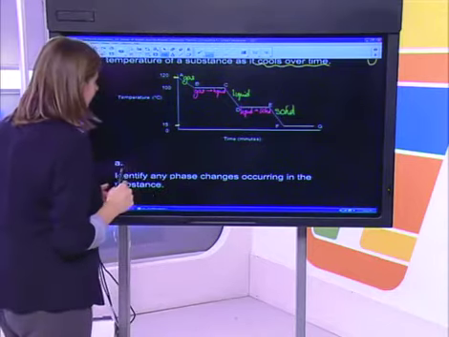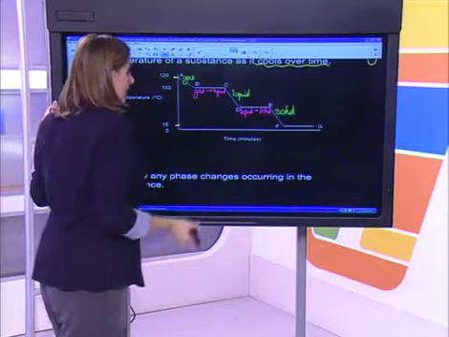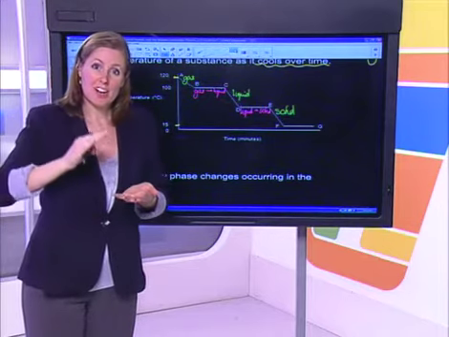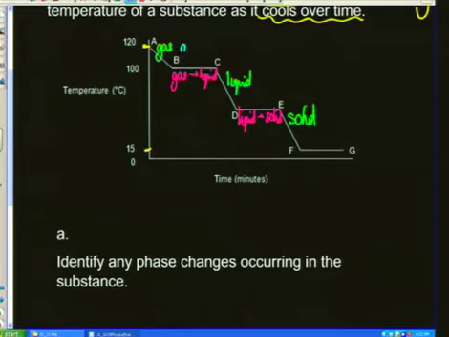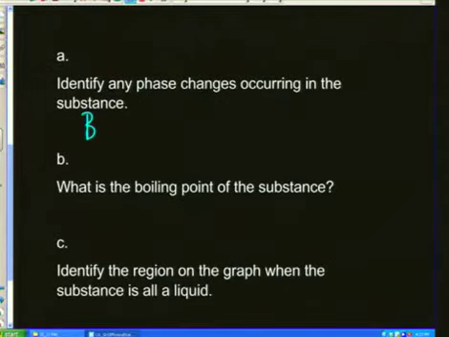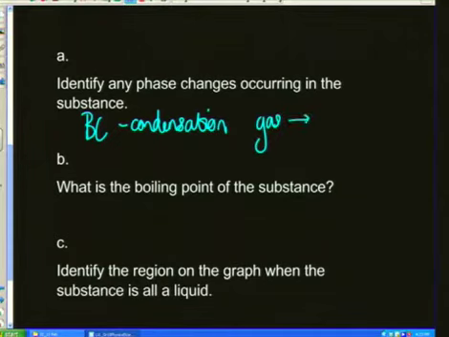So from B to C, what phase changes that gas to liquid? We would say it's condensing. So this must be condensation. And I think I need to give myself some space and write down here. B to C, it is condensation. It is going from gas to a liquid.